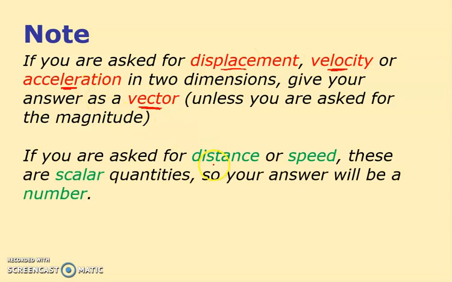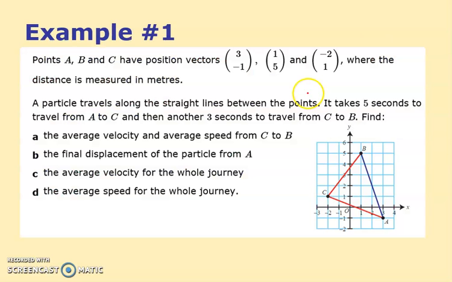But if you ask for the distance or the speed, these are scalar quantities, so that we've already seen in that example of the starter, the speed was asked for and the velocity was asked for. This will be a number. This will be 4.7, 9.2, whereas this will be a vector. It will be 2, 3, something like that. So be aware of this difference between distance and speed and displacement and velocity.